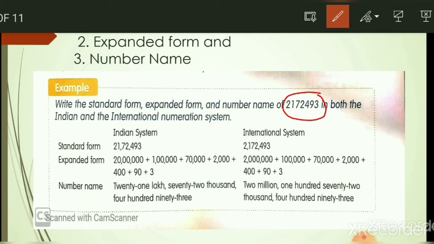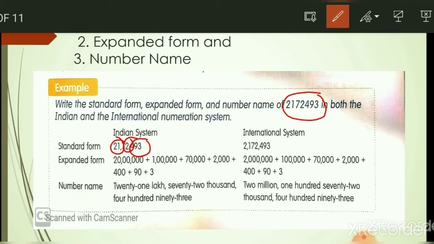So let's see how to write standard form. Standard form is nothing but placing the commas depending upon whether you are using the Indian system or the international system. We know that in the Indian numeration system we have ones, tens, hundreds as the first period. Then we have 1000 and 10,000 in the second period. Then we have lakh and 10 lakh in the third period. As you can see, the commas are placed in between the periods.